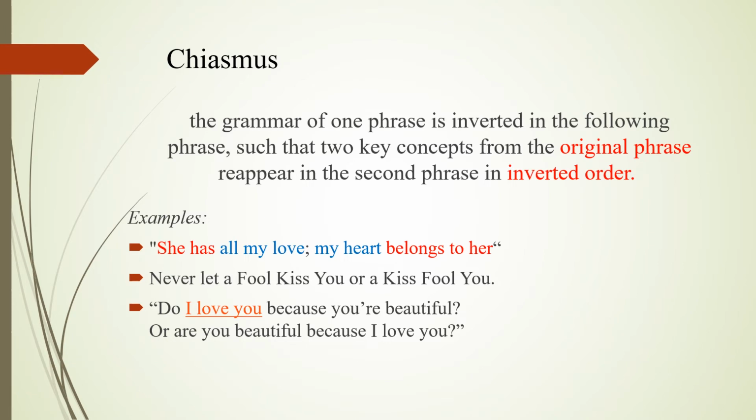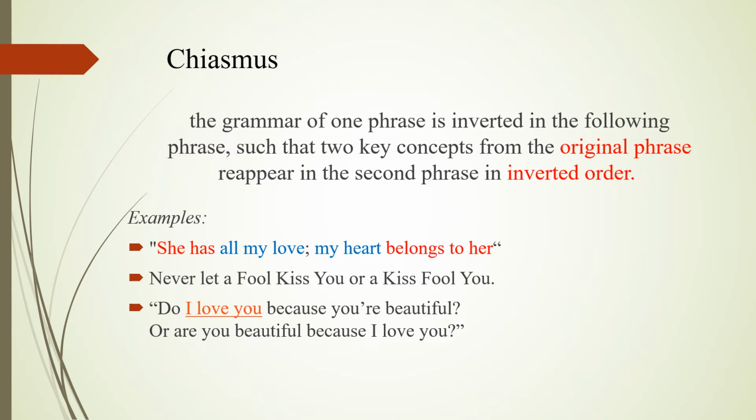Chiasmus. Guys, it's chiasmus. Chiasmus is when the grammar of one phrase is inverted in the following phrase, such that two key concepts from the original phrase reappear in the second phrase in inverted order. In chiasmus, guys, ito yung binabago o nililipat-lipat yung posisyon ng mga words na galing sa unang phrase papunta sa pangalawang phrase para makabuo ng bago o ibang ideya.